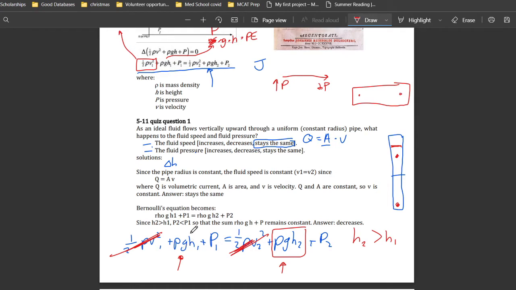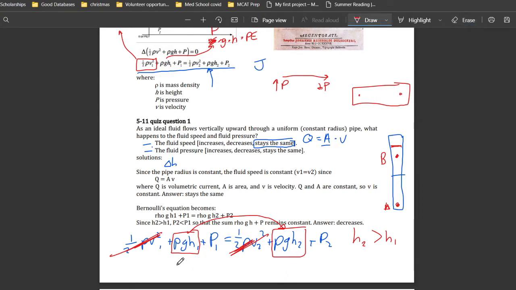So if this portion here increases as it goes from point A to point B, so this would be point A, and this is point B, if rho gh increases, that means that the only other variable that could have changed is the pressure. So if rho gh increases, that means the pressure must decrease in order for this equation to remain constant.